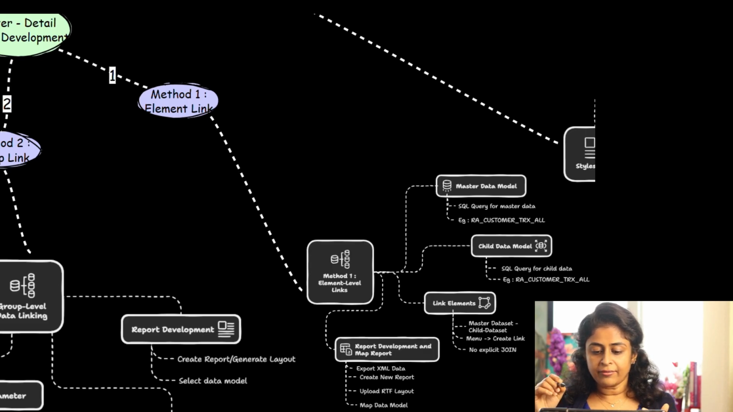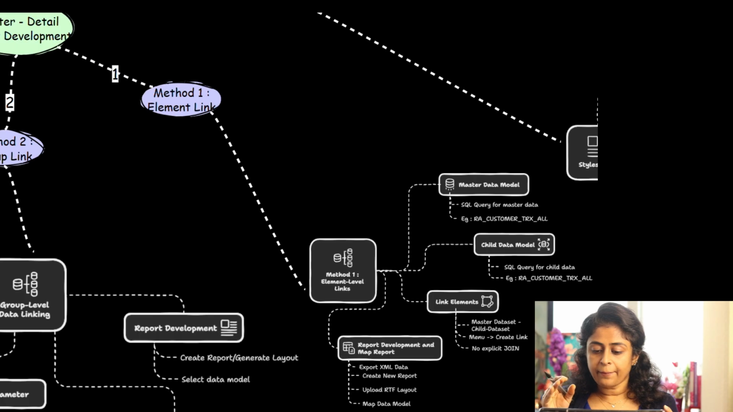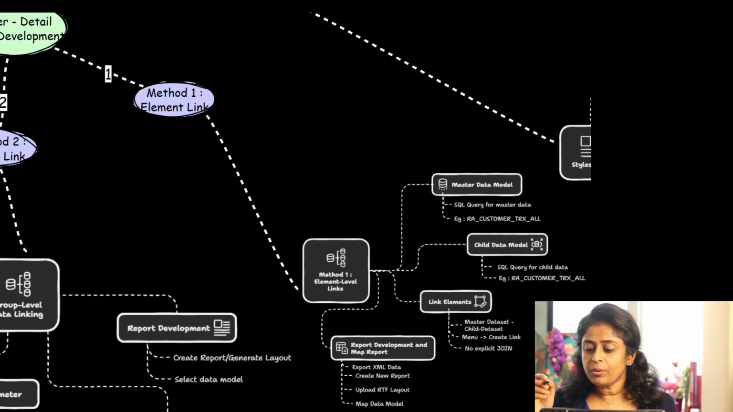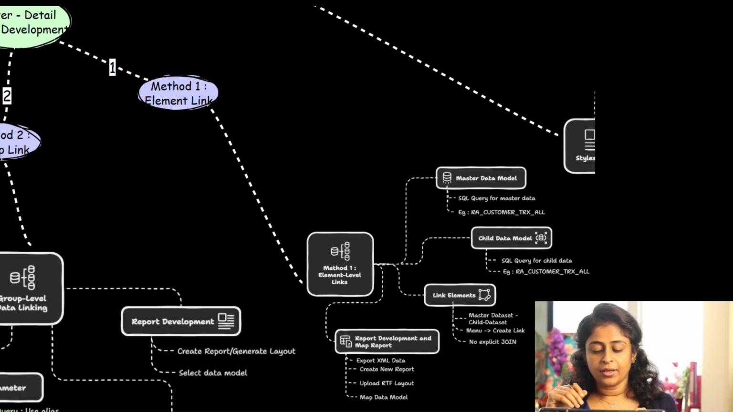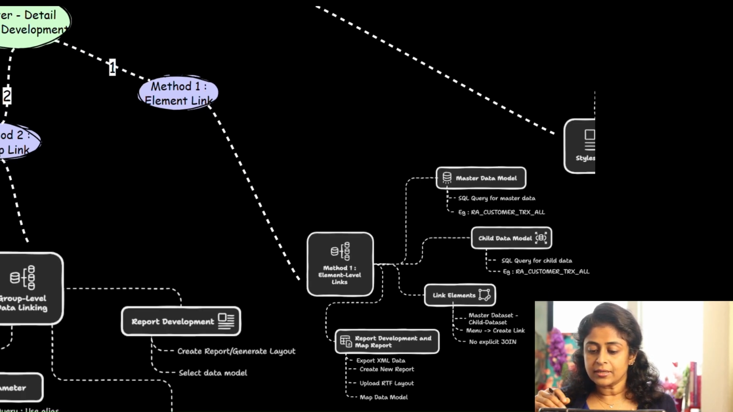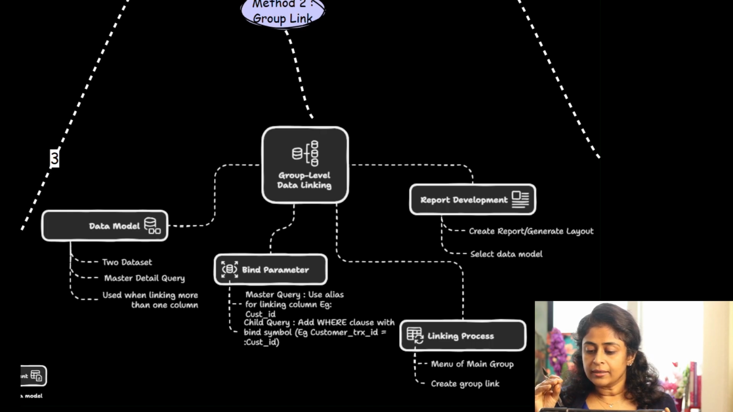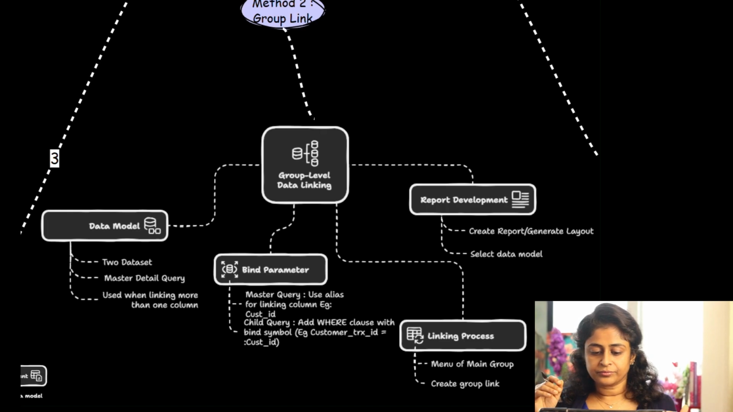First is element level links. This involves separate datasets with linking at the column level. Create your master data model, then your child data model with no explicit joins in the SQL. The magic happens in the interface, where you link corresponding columns using the create link option.